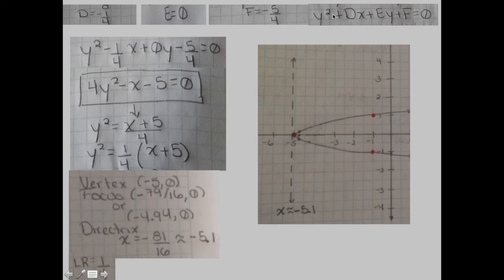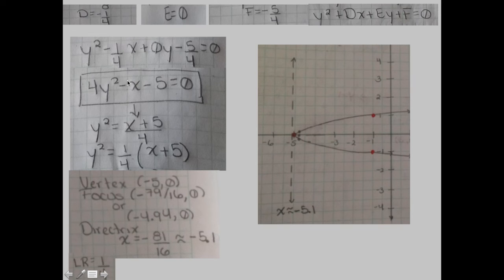And I know that this is the equation that I'm using, y squared plus dx plus ey plus f equal to 0. I substitute the values of d, e, and f with what I got. So I have y squared minus 1/4 of x plus 0y minus 5/4 equals 0. And now I need to get rid of the denominator because I need to make it look in the general form. So I multiply everything by 4 and I get 4y squared minus x minus 5 equal to 0. This is my general form.